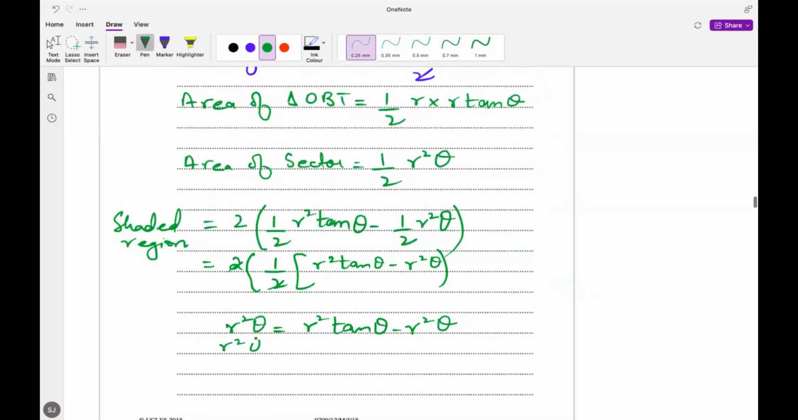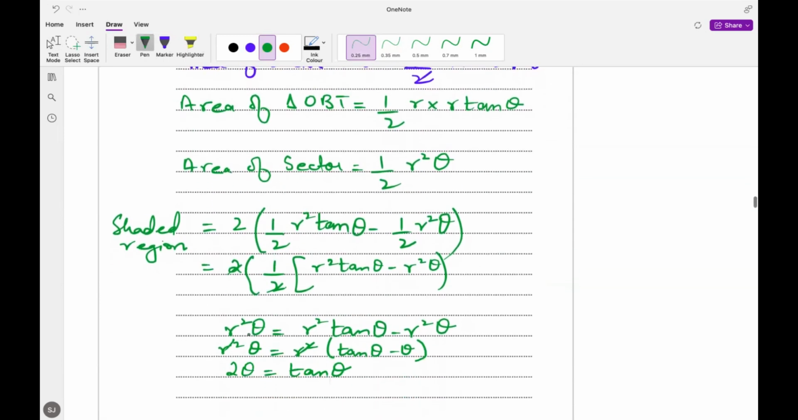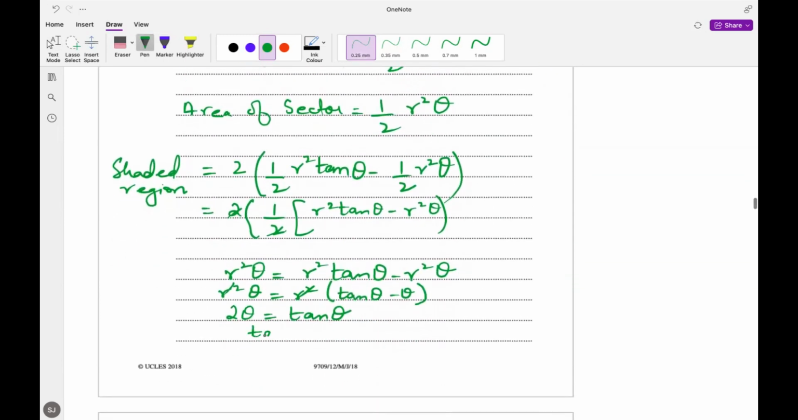Taking r squared common on the right hand side, we'll get r squared bracket tan theta minus theta. r squared and r squared will cancel. When we take the negative theta to the other side, it will become 2 theta, which equals tan theta. And we had to prove that tan theta equals 2 theta. So we have tan theta equals 2 theta.